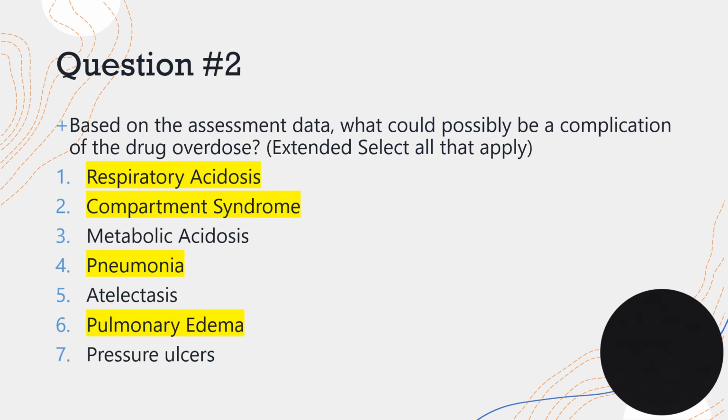Question number 2: based on the assessment data, what could possibly be a complication of the drug overdose? Respiratory acidosis, compartment syndrome, metabolic acidosis, pneumonia, atelectasis, pulmonary edema, and pressure ulcers. The answers are respiratory acidosis, compartment syndrome, pneumonia, and pulmonary edema.